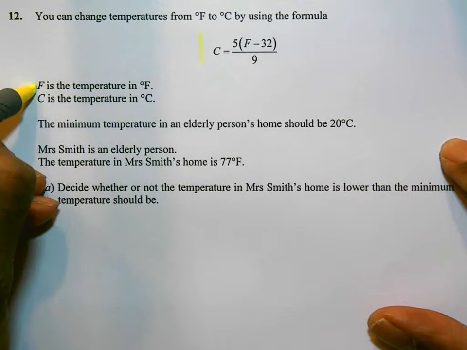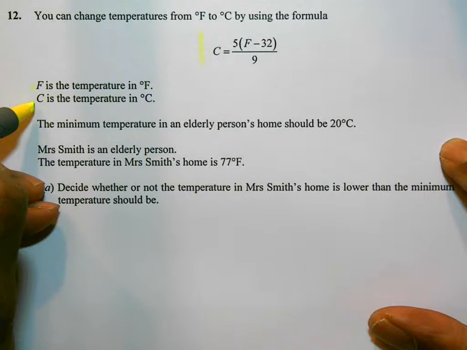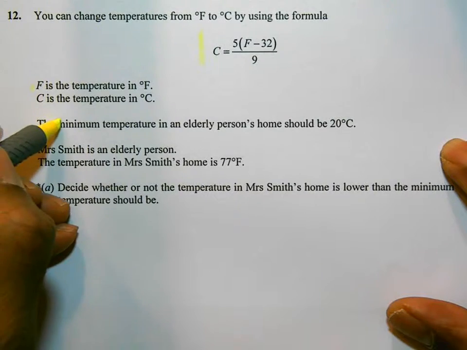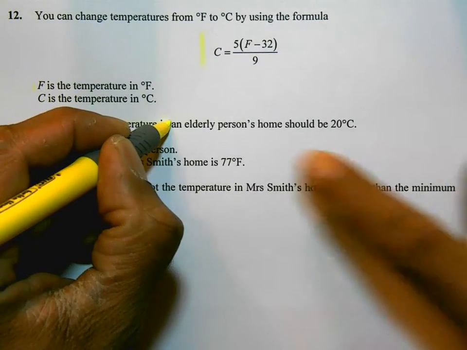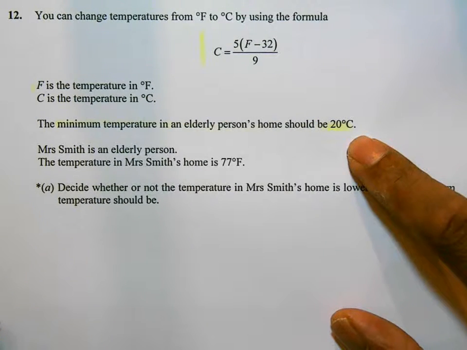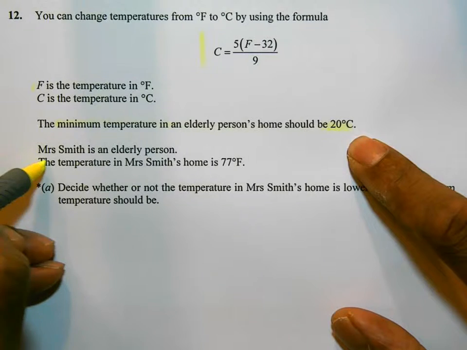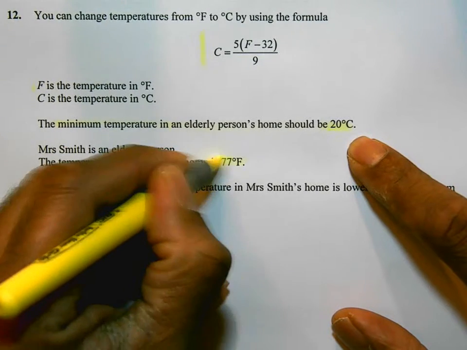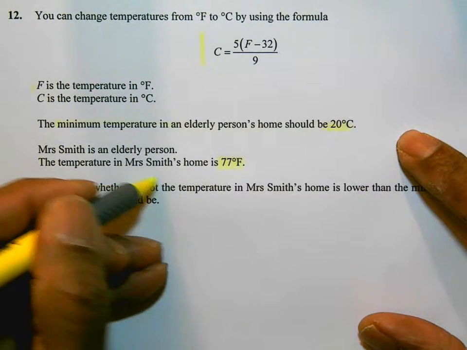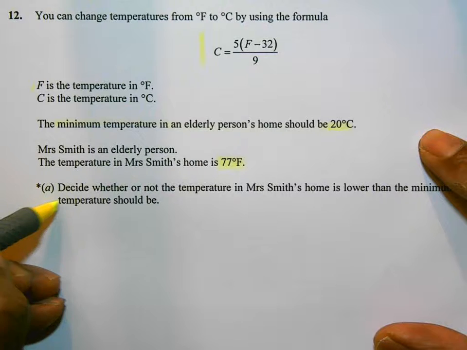Fahrenheit, or F, is the temperature in Fahrenheit degrees. C is the temperature in degrees Celsius. The minimum temperature in an elderly person's home should be 20 degrees. So I may well be using that in a bit. Mrs. Smith is an elderly person. The temperature in Mrs. Smith's home is 77 degrees Fahrenheit. Decide whether or not the temperature in Mrs. Smith's home is lower than the minimum temperature that it should be.